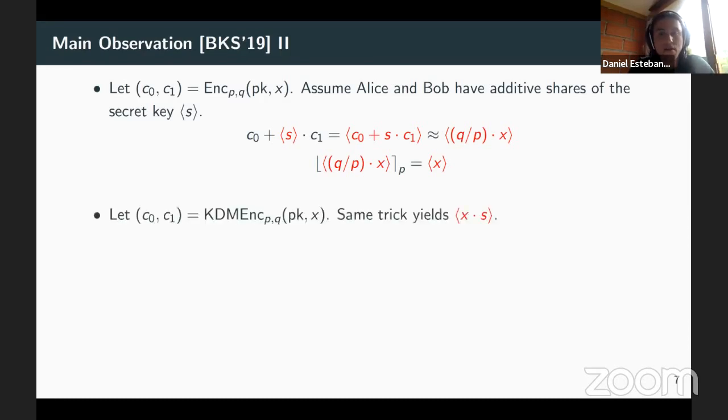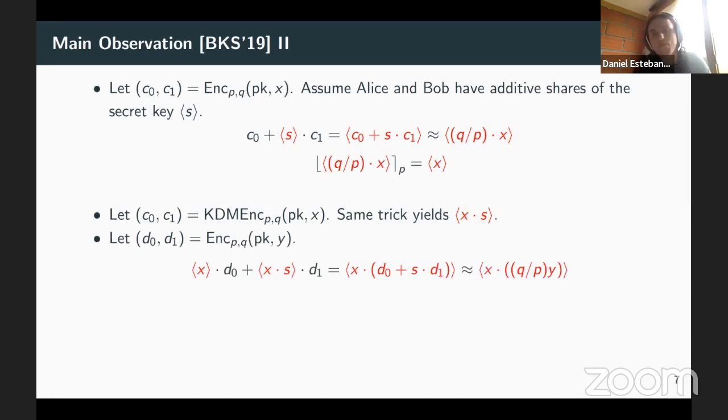That's the first observation. The second observation, of course, is that you can do the same with a KDM encryption because a KDM encryption is just an encryption, but of the plaintext times the secret key. Applying the same trick will give you shares of the plaintext times the secret key. So far, so good. This is the most interesting part, I think.